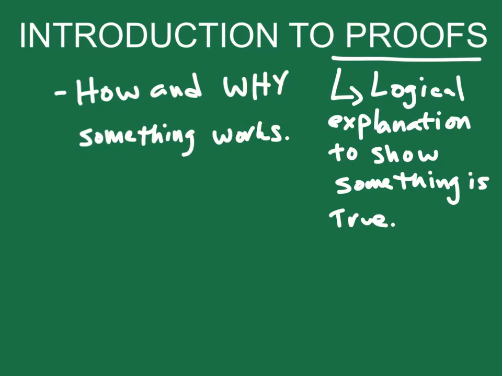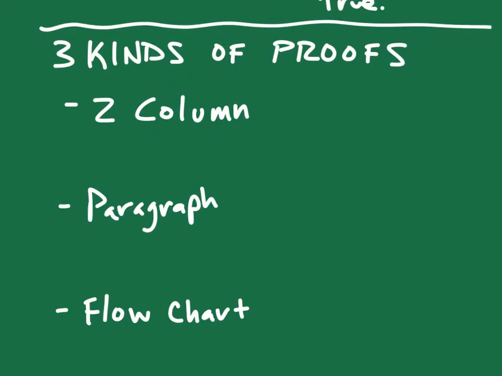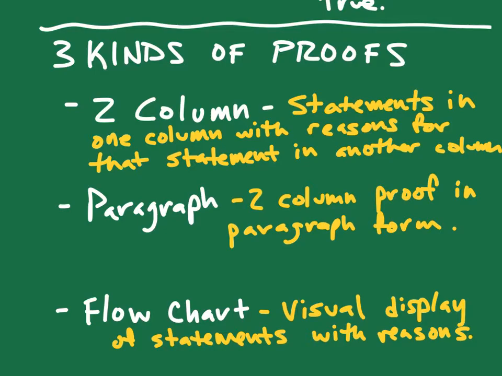So let's talk about the three kinds of proofs. The three kinds of proofs are a two-column, a paragraph, and a flowchart proof. The most common that we're going to use in this class is a two-column proof. A two-column proof is statements in one column with reasons for that statement in another column. A paragraph proof is a two-column proof in paragraph form. And then we have a flowchart proof, which is a visual display of those statements with their reasons.